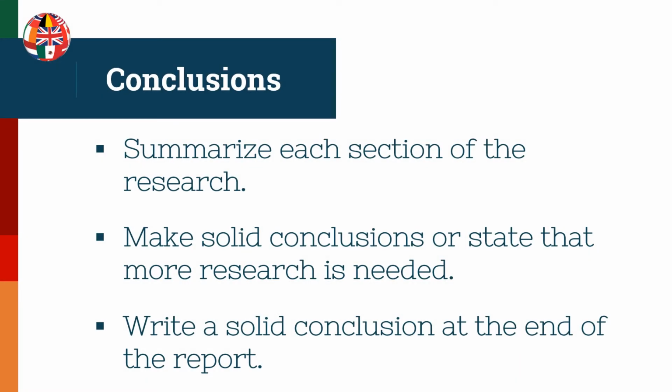Make sure you're summarizing each section of the research. If you're discussing all the census records for an individual, once you've concluded the census research section, do a little conclusion summarizing what was found in the census records. Make solid conclusions or state that more research is needed. When you are completely finished, write a solid conclusion at the end of the report. Spend some good time on your conclusion.